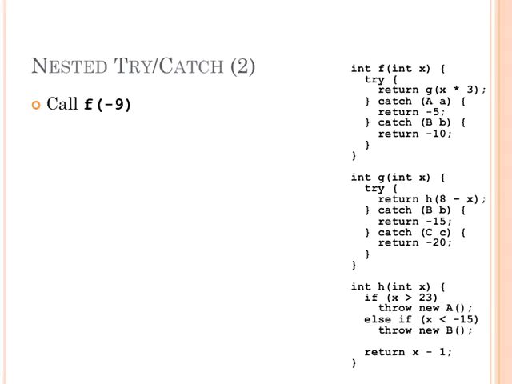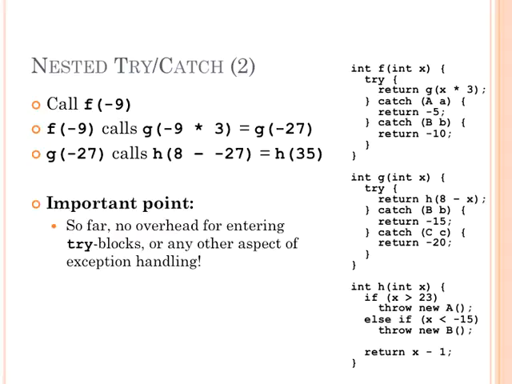So we call f of minus 9. What happens? Well, we get g of minus 27. We come back down here. 8 minus 27 is what? 35. And that's above 23. So we know that A is going to be thrown. It's going to propagate through G. It's going to end up in F because G doesn't catch A. It catches B and C. So, g of minus 27, h of 35.